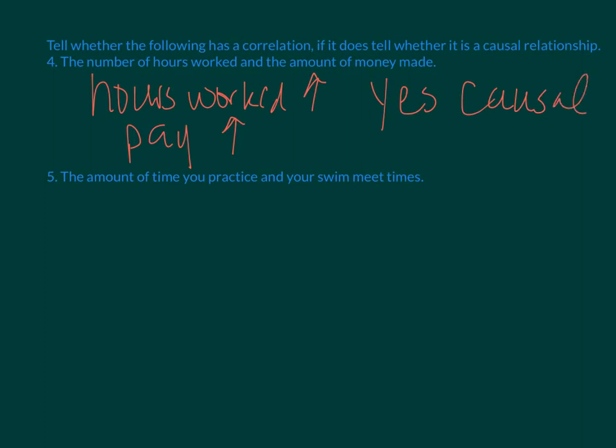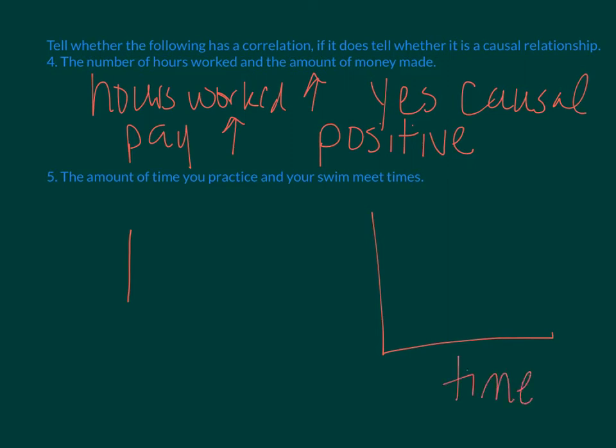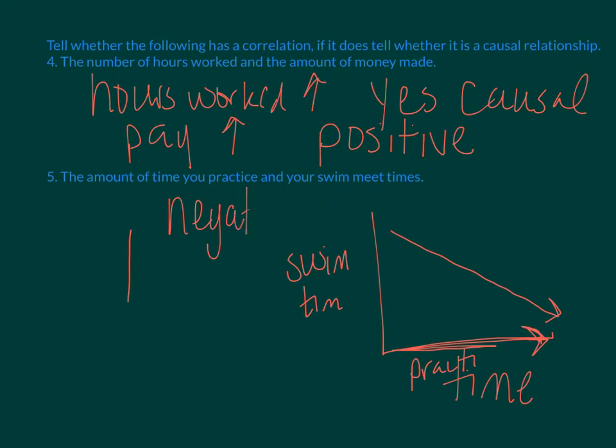Okay? All right. And the amount of time you practice in your swimming. We already talked about this. So the amount of time. Oh, and this is a positive. So they're both increasing. Okay. Now the amount of time you practice in your swim meets. Okay. So now if we were sort of to look at this time, our practice time. If we increase our practice time, so it goes this way, okay, what do you think is going to happen to our swim times? They're going to go down, okay? So this would be a negative correlation.